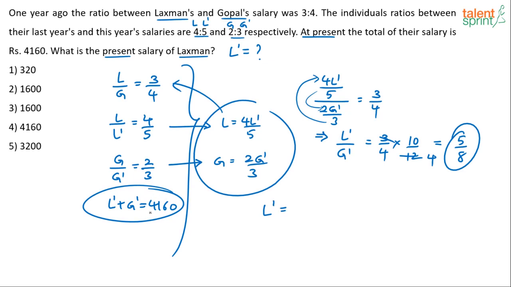L dash and G dash, the total is 4,160. Out of this 4,000, if you divide this 4,160 in the ratio of 5:8, will you not get L dash and G dash? Yes. That's it. So I want what is 5 parts.